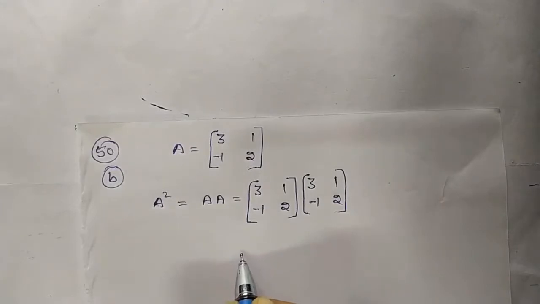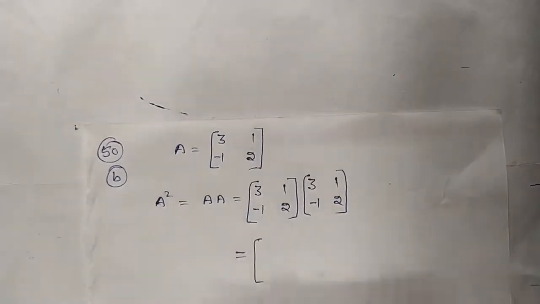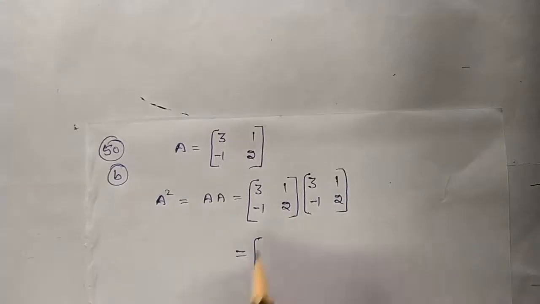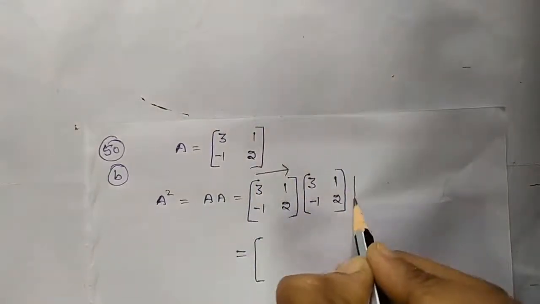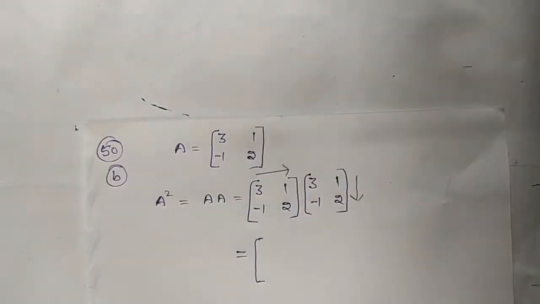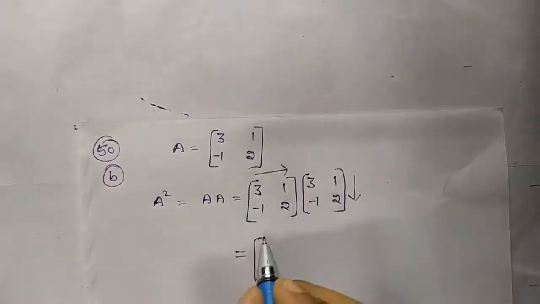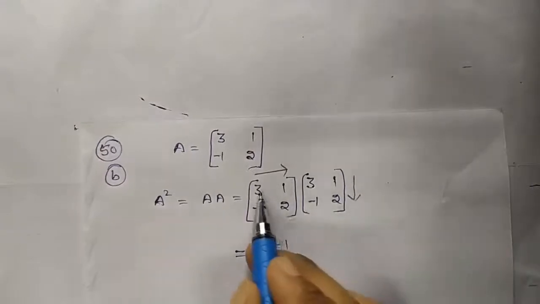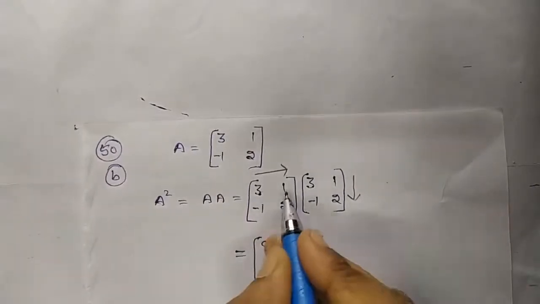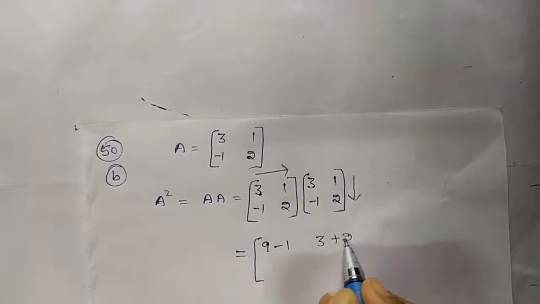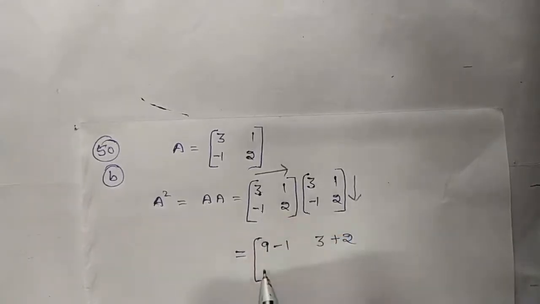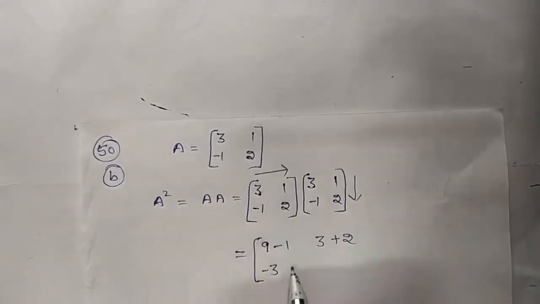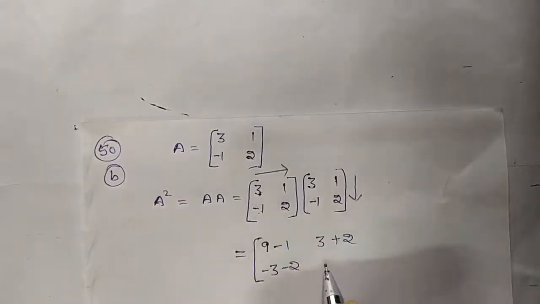That is equal to... Find the matrix A square by using matrix multiplication. 3 into 3 is 9. 1 into minus 1 is minus 1. 3 into 1 is 3. 1 into 2 is 2. Minus 1 into 3 is minus 3. 2 into minus 1 is minus 2. Minus 1 into 1 is minus 1. 2 into 2 is 4.